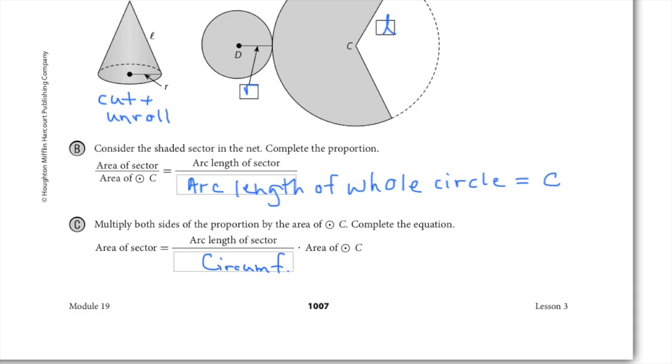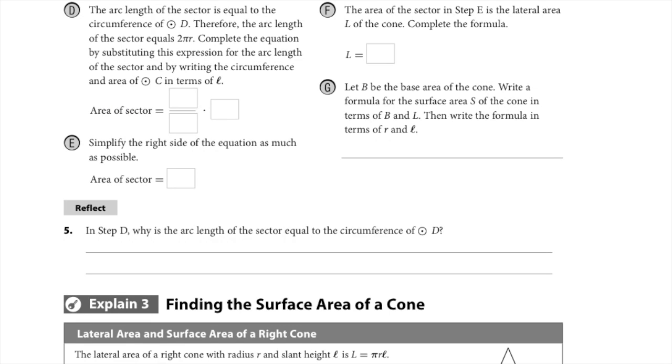So what I know at this point is that the arc length of the sector is equal to the circumference of circle D. So the circumference of circle D is just 2 pi r. And then the circumference of circle C is going to be 2 pi times that radius, which actually is L. And then, of course, we multiply both sides by the area of circle C, which is just pi r squared. And the r in this case, because it's circle C, is the slant height, L. So pi L squared, if you will.